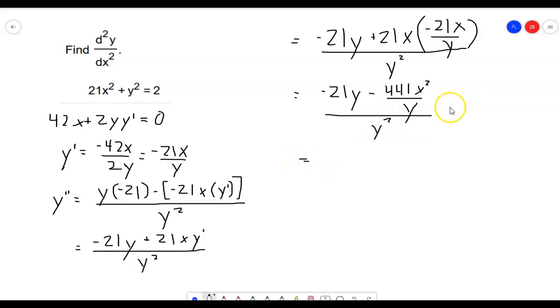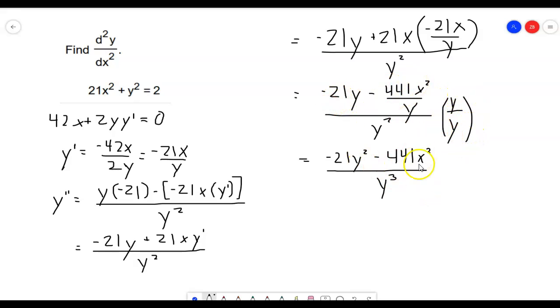Then I can multiply both the top and the bottom by a y to get rid of this fraction. So that's going to be negative 21y squared, because I have to multiply both of those terms by a y, minus 441x squared, all over y cubed. Just remember what I did here: I multiplied the top and the bottom by a y. That way I got rid of this fraction.